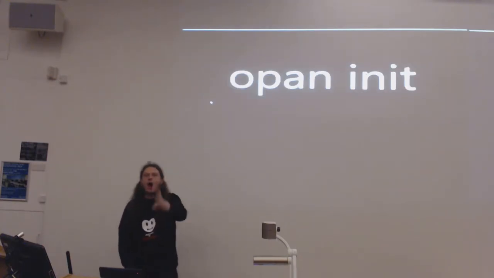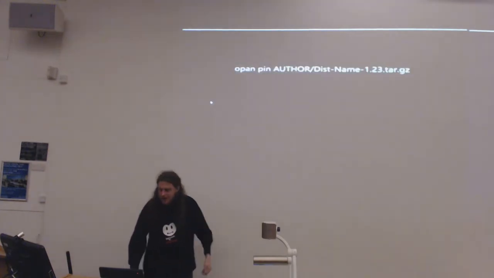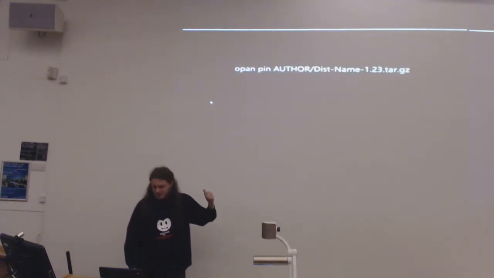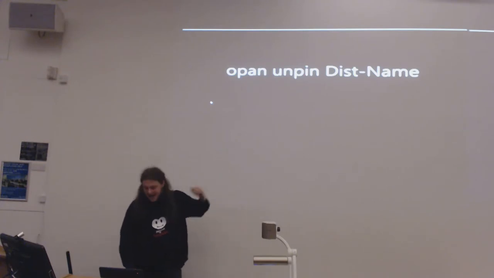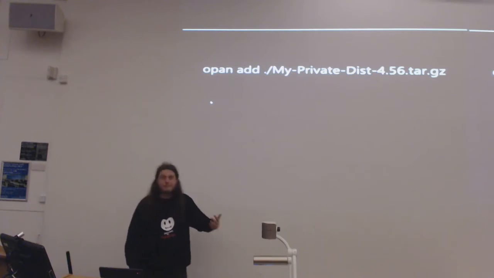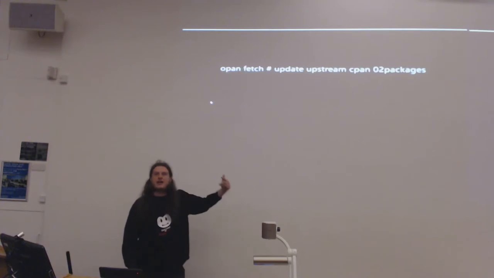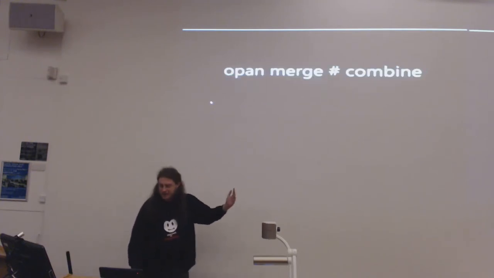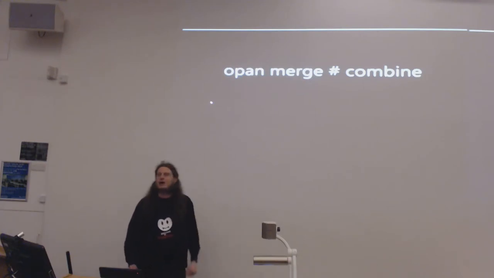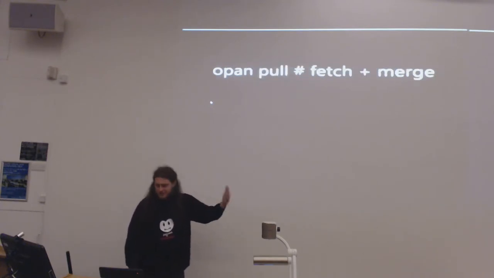Anyway, opan init starts up a thing, creates a pan/ directory tree, which has all your data in it. You can pin a specific version of a distribution, unpin it by name, add a private distribution which goes into a separate custom dists directory, unadd, what a surprise. Fetch pulls down the upstream CPAN 02packages so you have control when you actually update your version of CPAN dependencies. Merge combines those with your custom index, so you can either do fetch, add, pin, merge, or you can just do pull, which does a fetch and a merge.